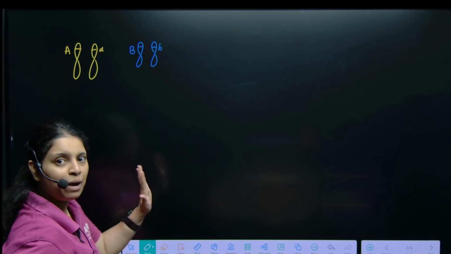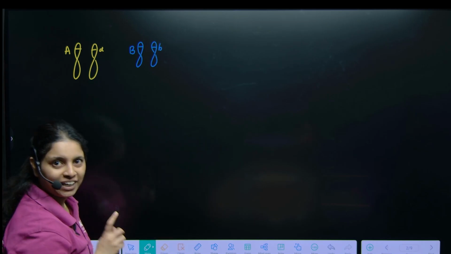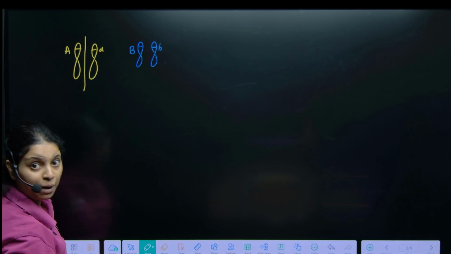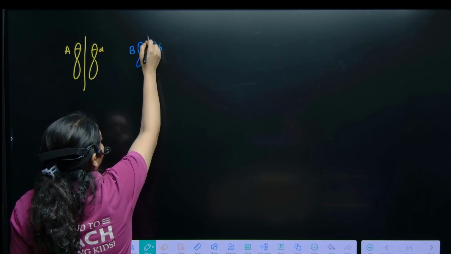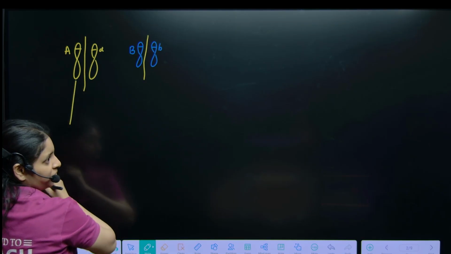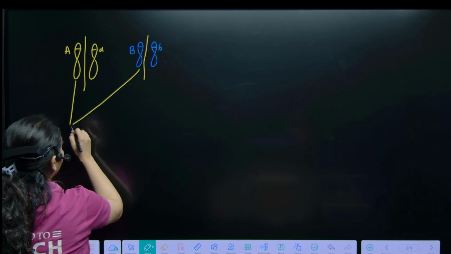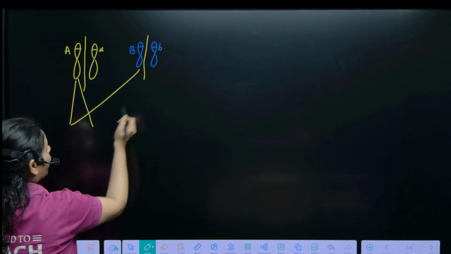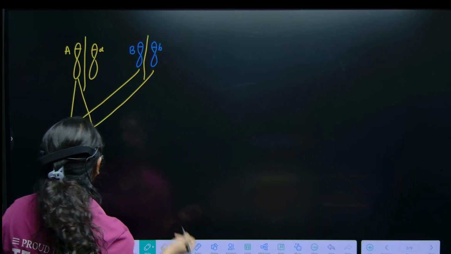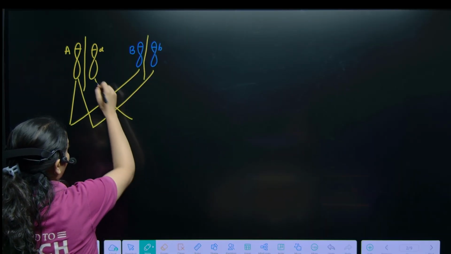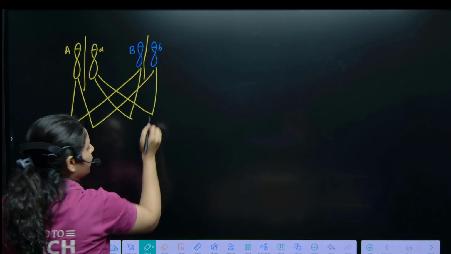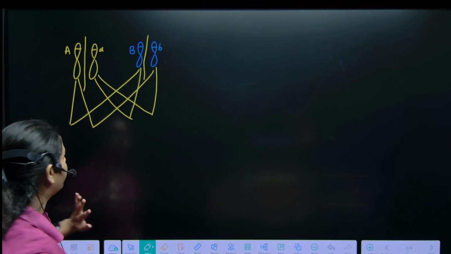So what will happen here? As per the law of segregation, this homologous pair, so these alleles will also separate during gamete formation. Also, this capital B, small b, will also separate. Now, this first yellow chromosome can go with the first blue, or this first yellow can go with the second blue. This is only the independent assortment. There is equal chance, right? Also, the second yellow can go with the first blue, or the second yellow chromosome can go with the second blue. So accordingly, we get different combinations.